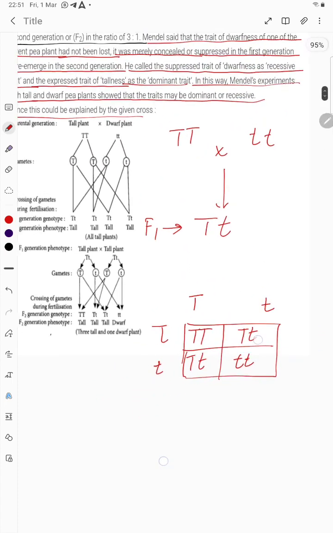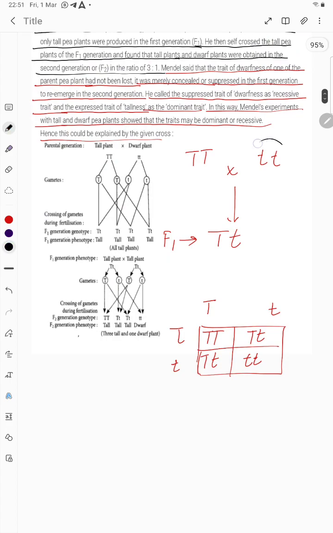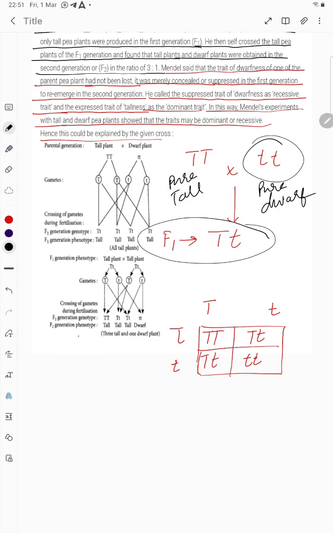Now you see, in the F1 generation you cross a pure dwarf and a pure tall. So what is happening in the F1 generation? You see that the hybrid tall is there. Now this is crossed again here. So this is what we are getting, student.